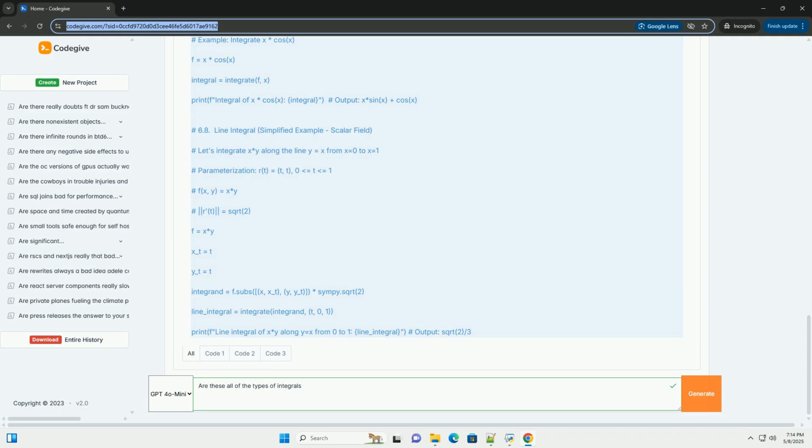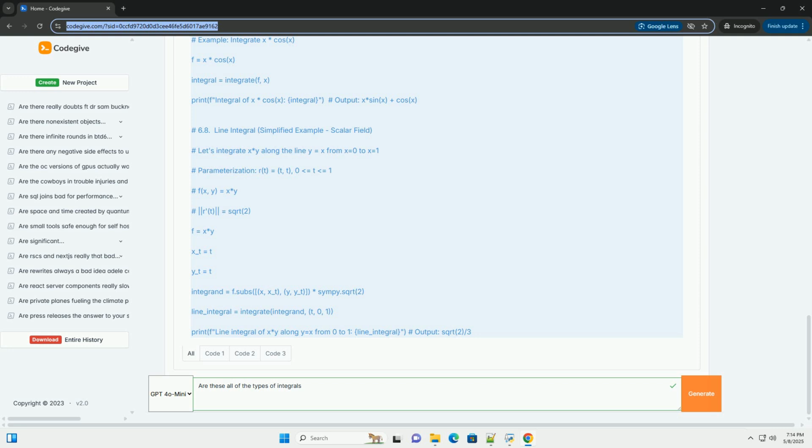4. Integration techniques. Here are some common techniques used to evaluate integrals. 4.1. Substitution, or u-substitution. Principle: This technique simplifies integrals by replacing a part of the integrand with a new variable u, making the integral easier to evaluate. 1. Choose a suitable u equals g(x). 2. Find du equals g'(x) dx. 3. Rewrite the integral in terms of u and du. 4. Evaluate the integral with respect to u. 5. Substitute back g(x) for u to express the result in terms of x.